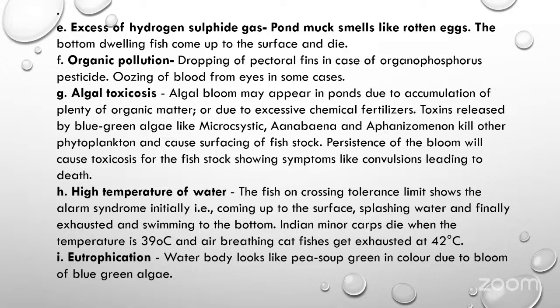Next, what happens if the temperature of the water is high? The fish on crossing tolerance limit shows the alarm syndrome initially, that is, coming up to the surface, splashing water, and finally exhausted and swimming to the bottom. Indian minor carps die when the temperature is 39 degrees centigrade, and air breathing catfishes get exhausted at 42 degrees centigrade.